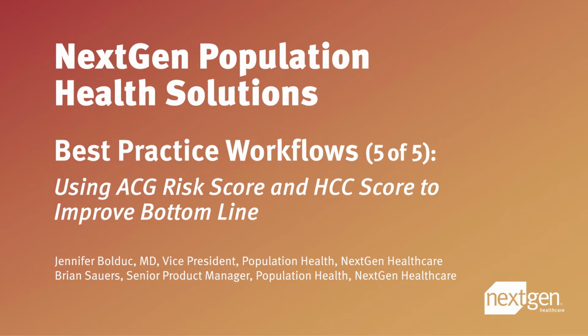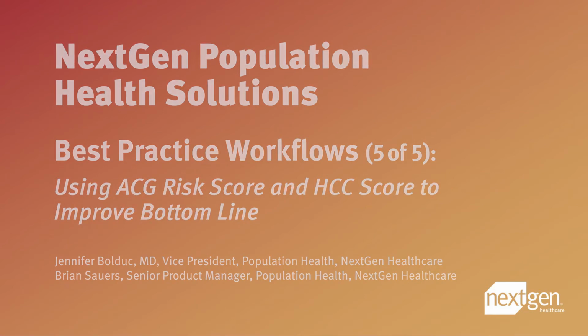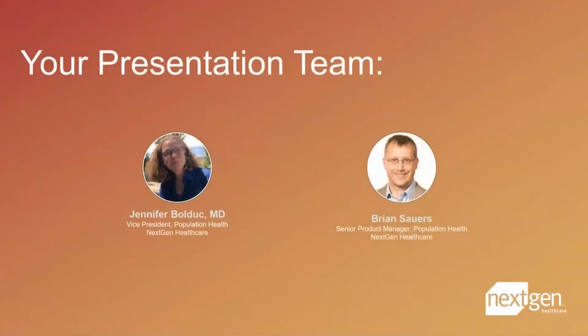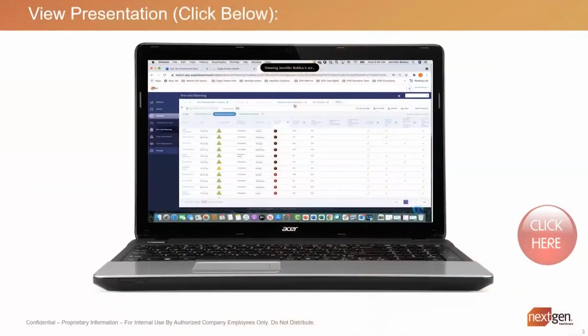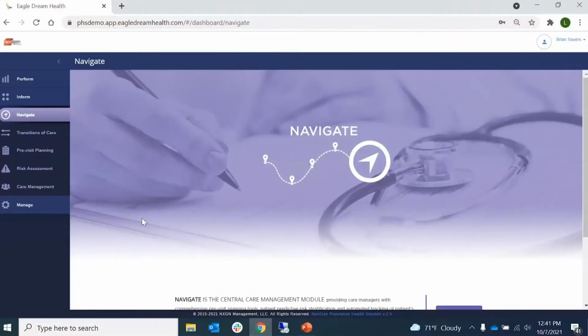This one is using the ACG risk score and the HCC score together to improve your bottom line. Today we have the usual presentation team, which is myself, Dr. Jen Bolduc, VP of Population Health, and Brian Sauer, Senior Product Manager. We're going to jump right into the situation.